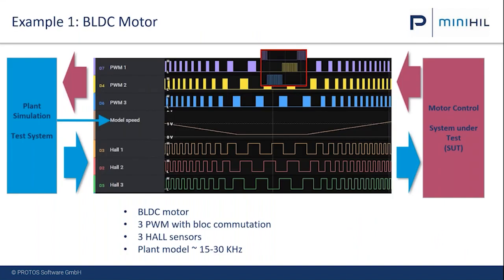So the next 3 slides are about the different kinds of motor control system, just as examples. So the first example is a BLDC motor control, very, very typical motor control for many applications. 3 PWM signals with block commutation. And in the other direction, we have 3 Hall sensors. We simulate them. And the plant model usually runs between 15 and 30 kilohertz. So that needs to be real hard real time, because if not, the motor controller will not work. So you need a hard real time simulation for that.